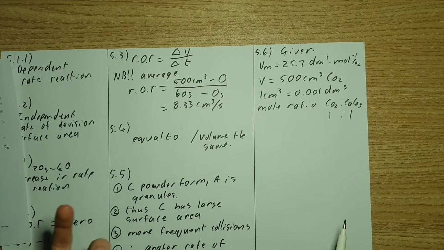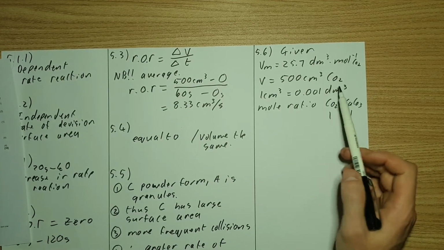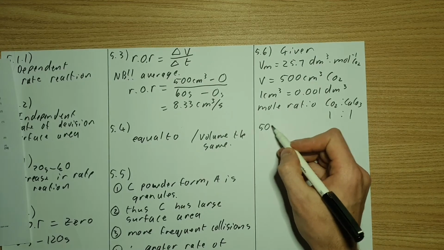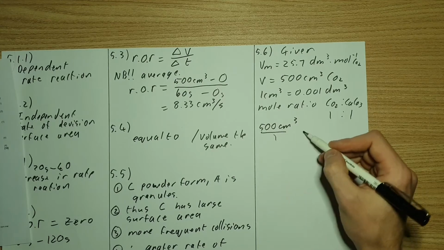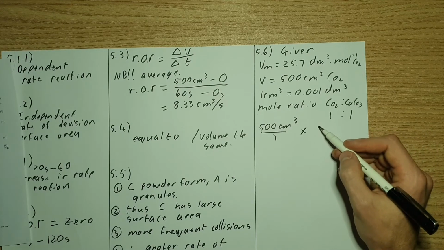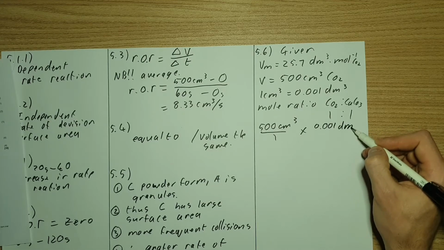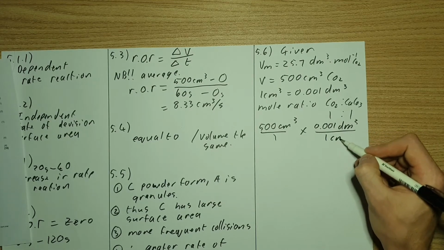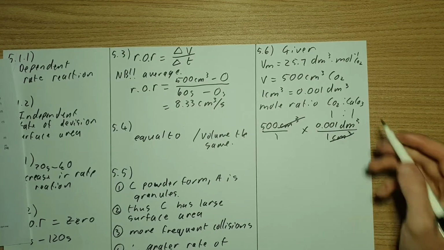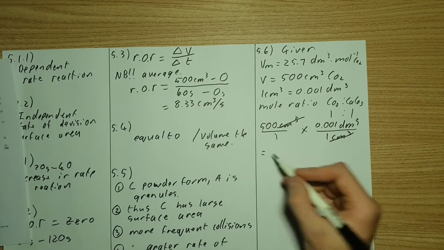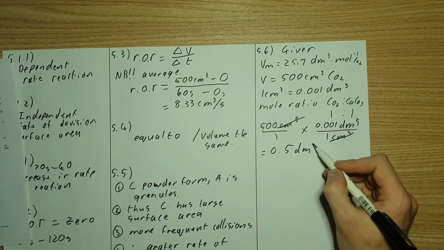The first thing I'm going to do is convert the volume to decimeters cubed. So we're going to have 500 centimeters cubed over 1 multiplied by 0.001 decimeter cubed all over 1 centimeter cubed. That and that will cancel out, which means my units will be decimeters cubed, and that shall give you a total of 0.5 decimeters cubed.